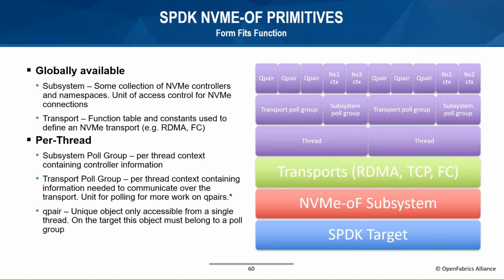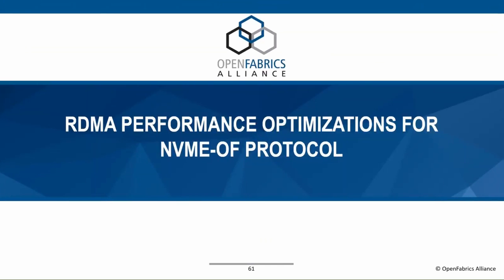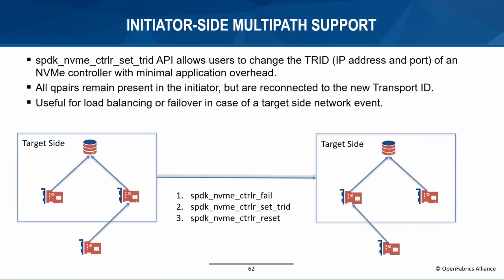Next slide, please. And so here we're going to start getting into the performance optimizations, as well as, of course, some of the more enterprise features relating to failover and data integrity. The first one here that I'm going to go over is initiator-side multipath support. And this came about really out of the community when community members wanted to be able to efficiently fail over between multiple paths to the same namespaces without having to do a lot of work at the application level.